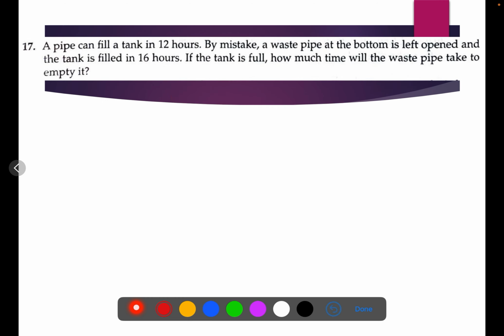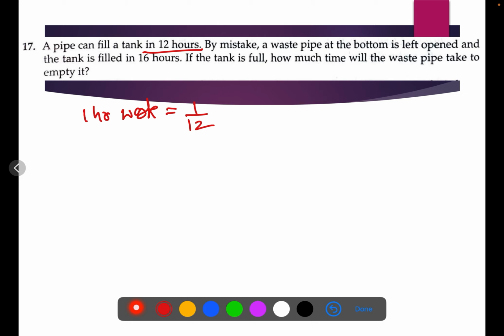Now here the question is, a pipe can fill a tank in 12 hours. By mistake, a waste pipe at the bottom is left opened and the tank is filled in 16 hours. If the tank is full, how much time will the waste pipe take to empty it? So I have to find out the capacity for the pipe 2, which is an outlet pipe, right? So what I'll do is I'll find out. It is given a pipe can fill a tank in 12 hours. So how much work will it do in 1 hour? It is always the unit. So 1 hour work will be 1 upon 12, right?